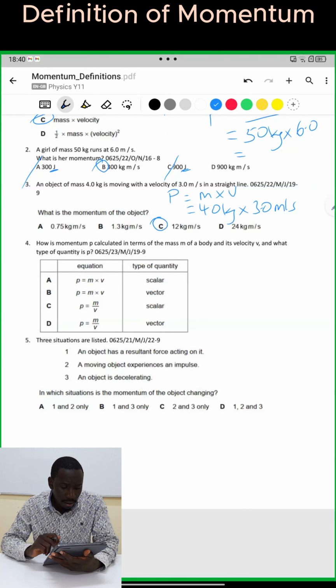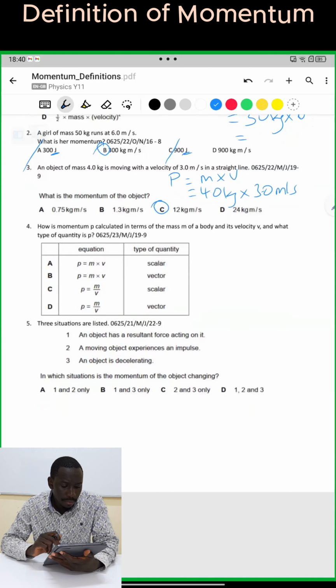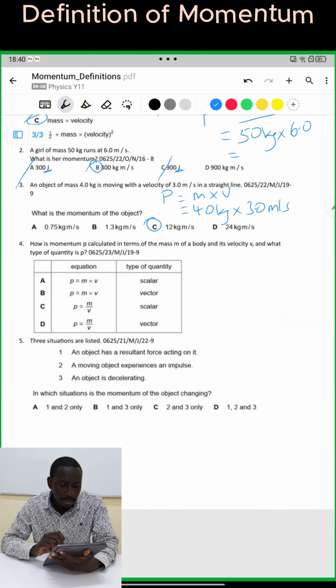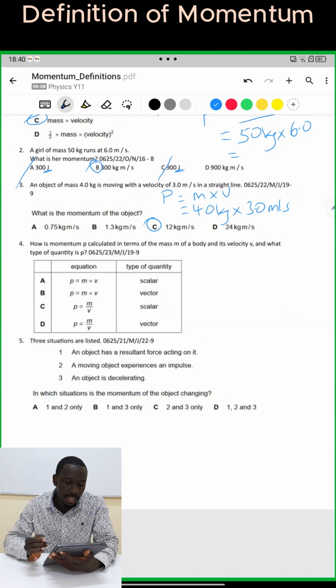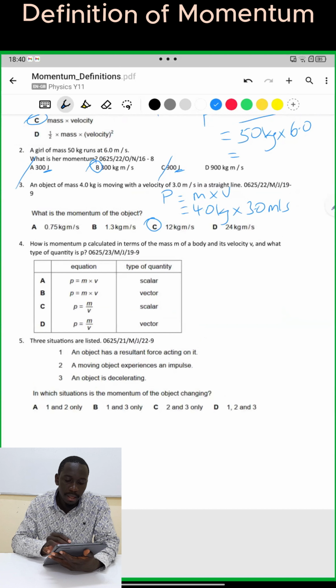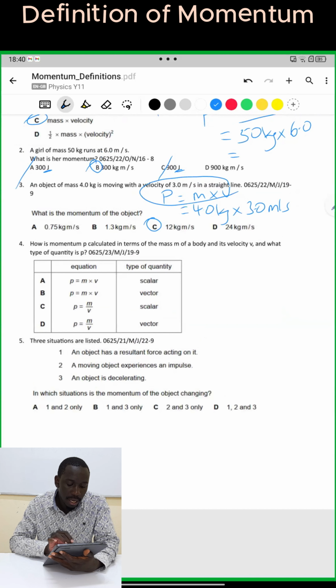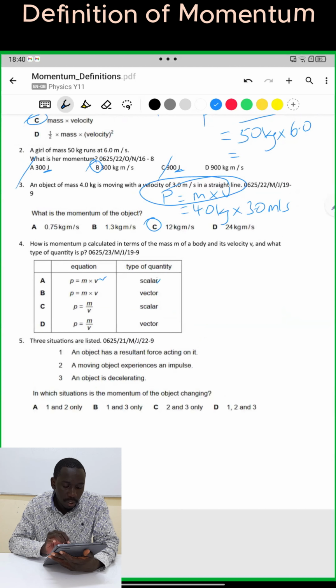Question number 4: how is momentum p calculated in terms of the mass of a body and its velocity, and what type of quantity is p? We already answered that, so you can just refer to it. Answer A is correct for the formula, but the quantity type is wrong because it must be a vector quantity. So that means our answer is B.